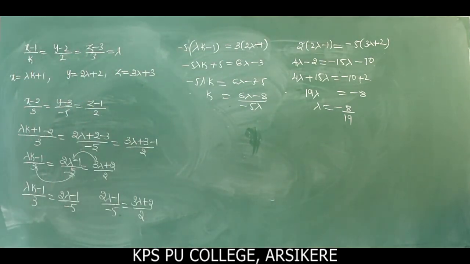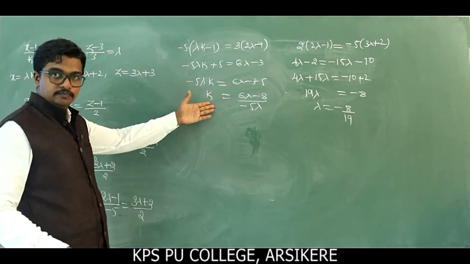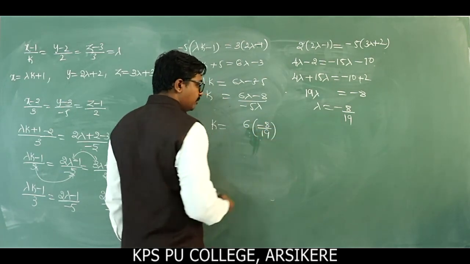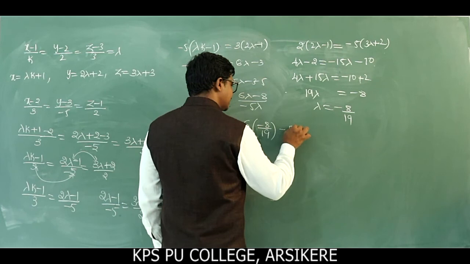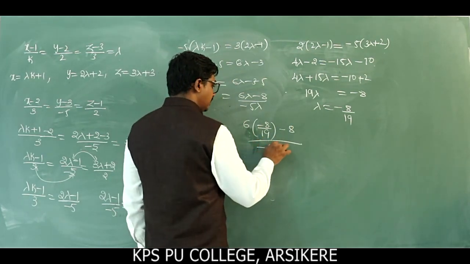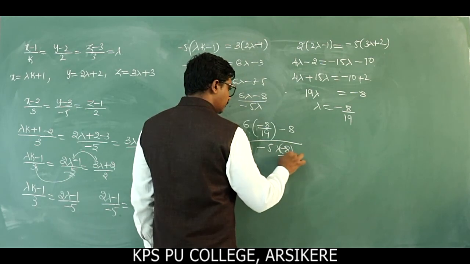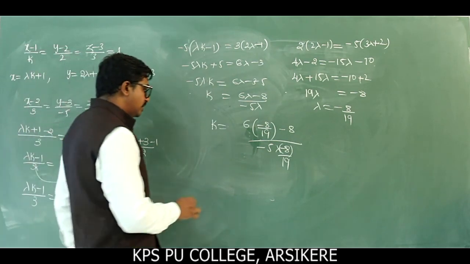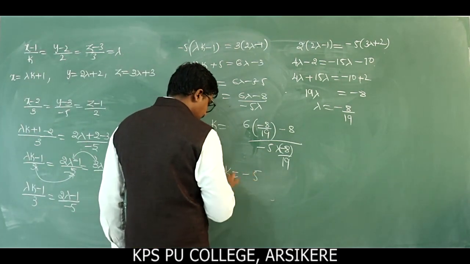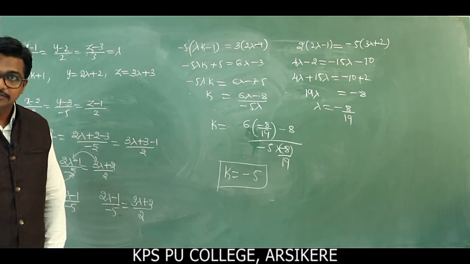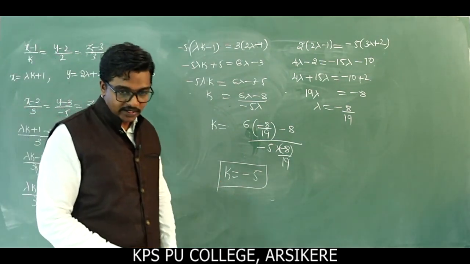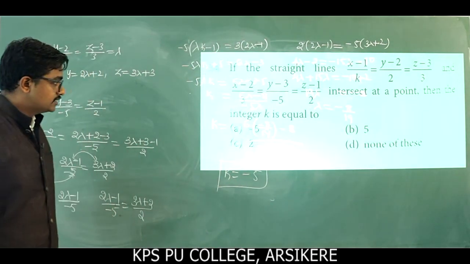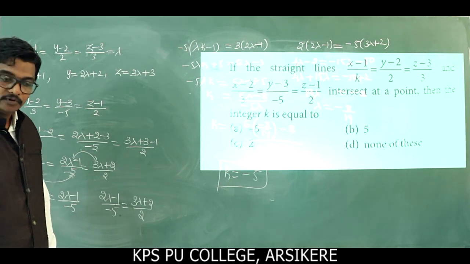After obtaining lambda, replace this lambda in this term. So what we obtained here? k = (6 into minus 8/19 minus 8) divided by (minus 5 into minus 8/19). Okay, simplify the terms, we will get this k value as minus 5 is our answer. This is the method. Understood, children? k is equal to minus 5. Option A is the right answer. K is equal to minus 5. Okay, take a pause and note down.